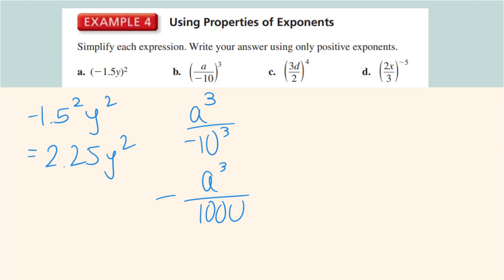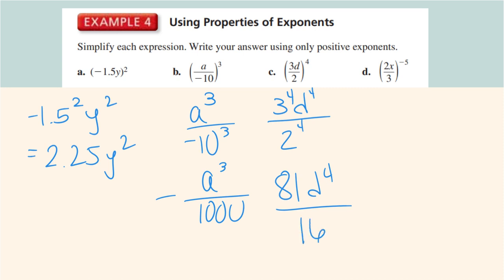In C, I'm going to simplify again and use distribution. Remember that 3 is a product. So I'm going to have 3 to the power of 4, d to the power of 4, over 2 to the power of 4. Remember, you're not moving anything because none of my exponents are negative. So I'm going to have to simplify. We know that 3 to the power of 4 will give me 81. d to the power of 4 over 2 to the power of 4 gives me 16. And that should be your answer.